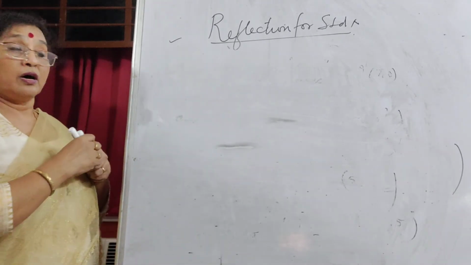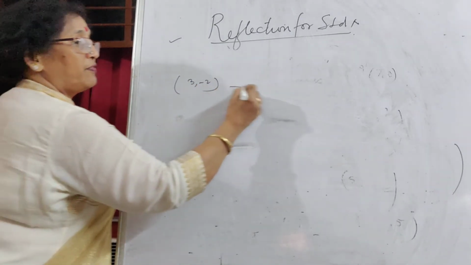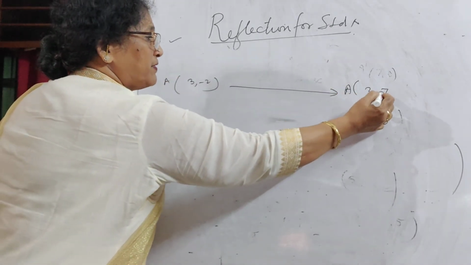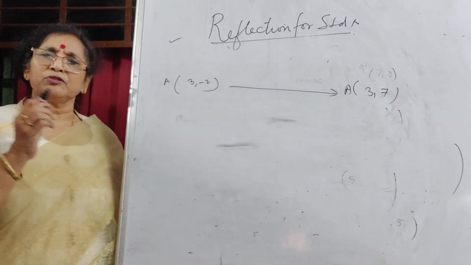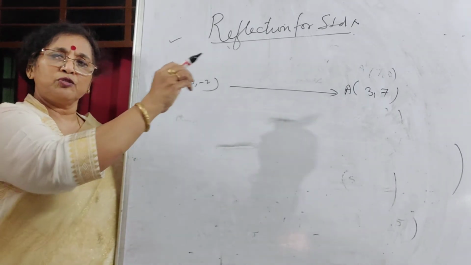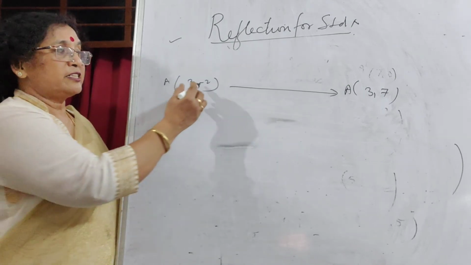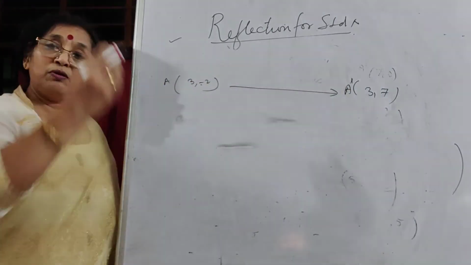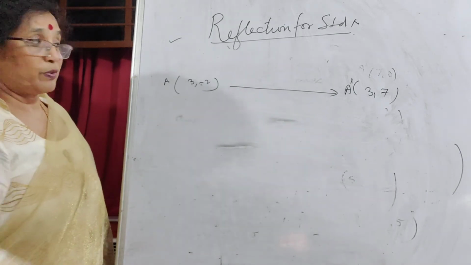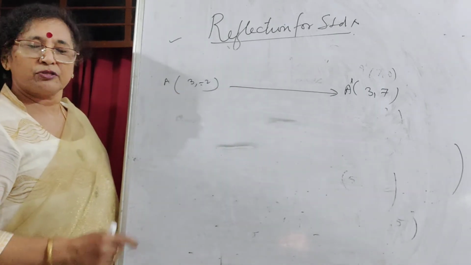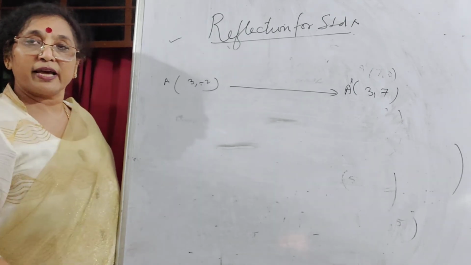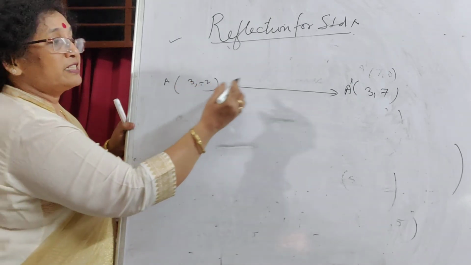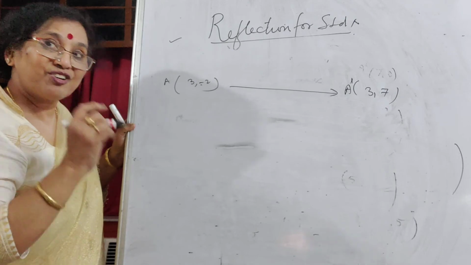Now suppose I give you 3 comma minus 2 is reflected in a line and the image is 3 comma 7. So not graphically, but suppose you forgot the formula, do it graphically. Locate these 2 points, and you know x equals 3. That means the line A A dash will be parallel to the y-axis. Sorry, x equals 3, so it will be parallel to the y-axis. Your object will be here, the image will be here. So here you can see y is changing in sign, x is not changing.